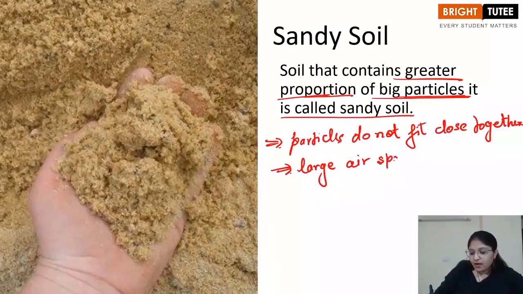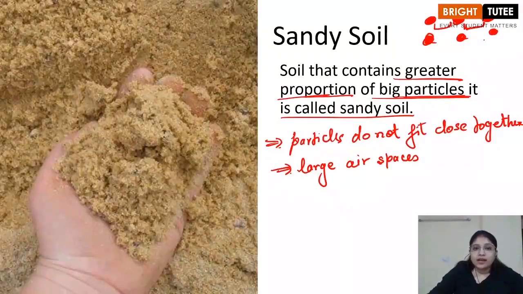Air spaces are basically the spaces between the particles. Suppose this is a sand particle and this is another sand particle. The space between the particles is called air space. As the name suggests, the space is filled with a large amount of air. When you look at this picture, you see that there are large air spaces between the sand particles. So definitely the soil is well aerated.